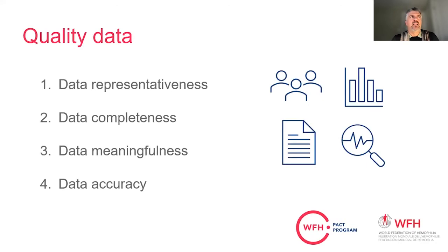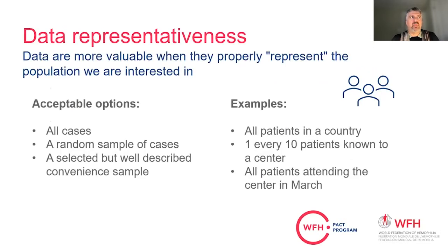Next. The 4 aspects are: the data needs to be representative, complete, meaningful, and accurate. That's what makes data good. So let's look at these characteristics one by one. So next, data representativeness. The data are more valuable when they properly represent the population we are interested in.